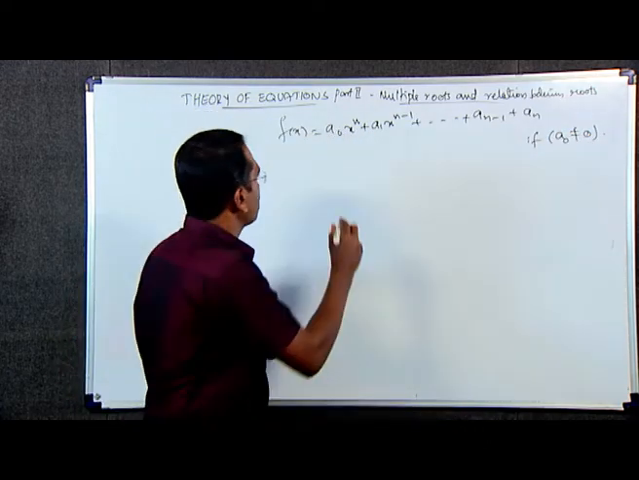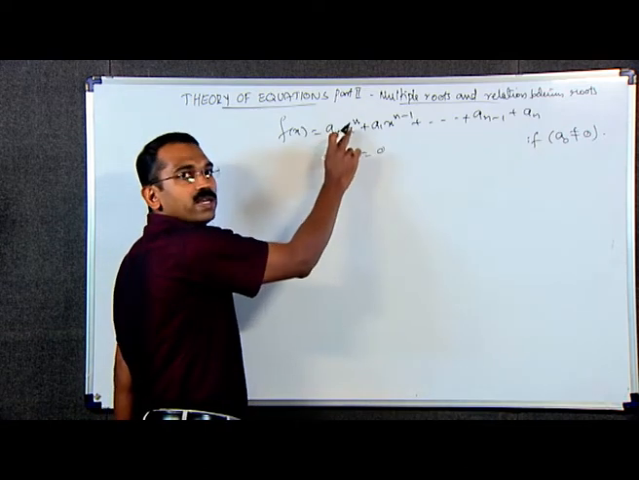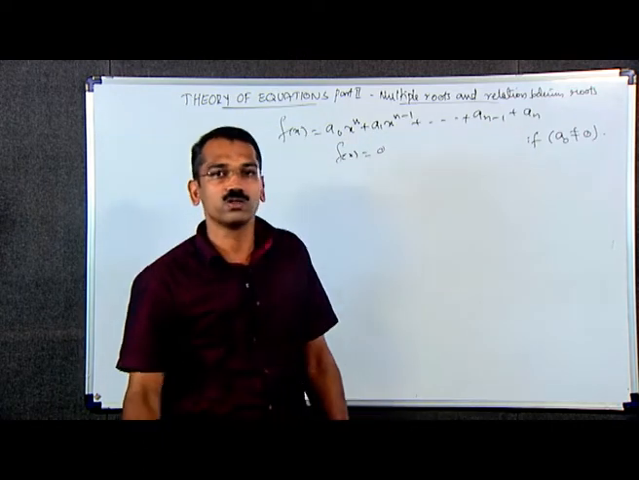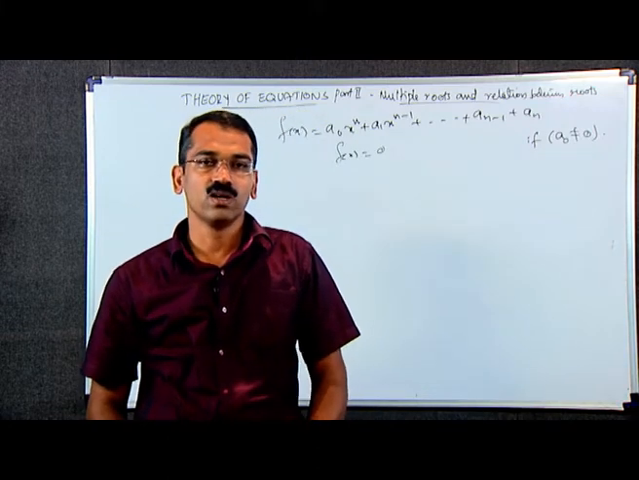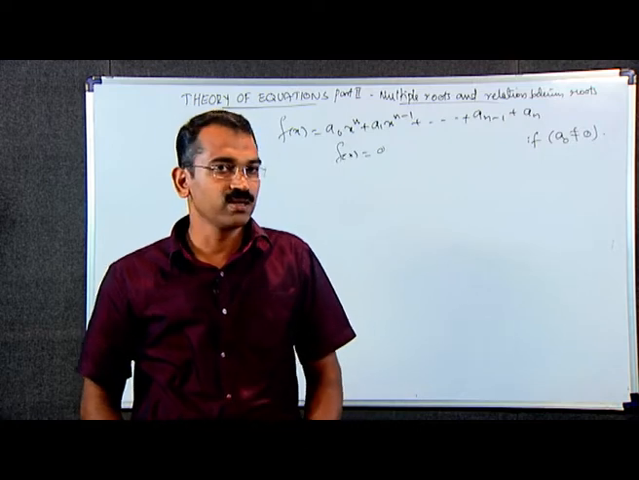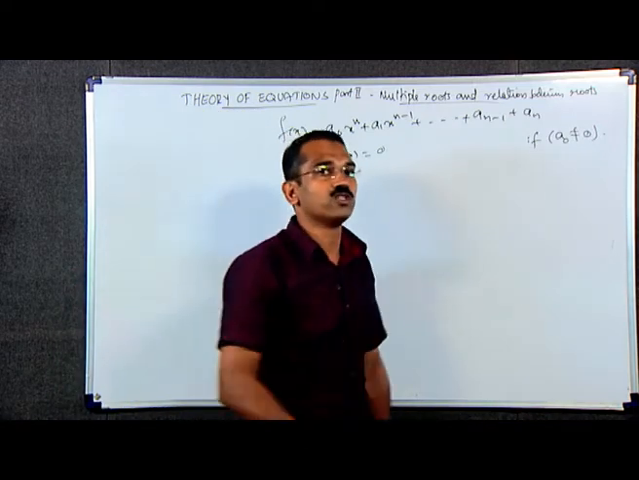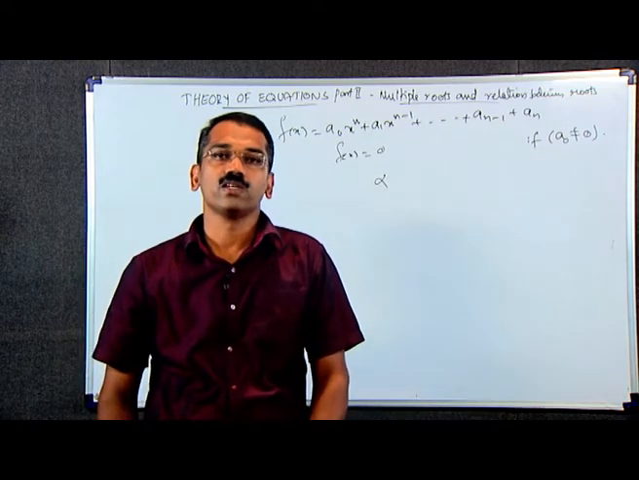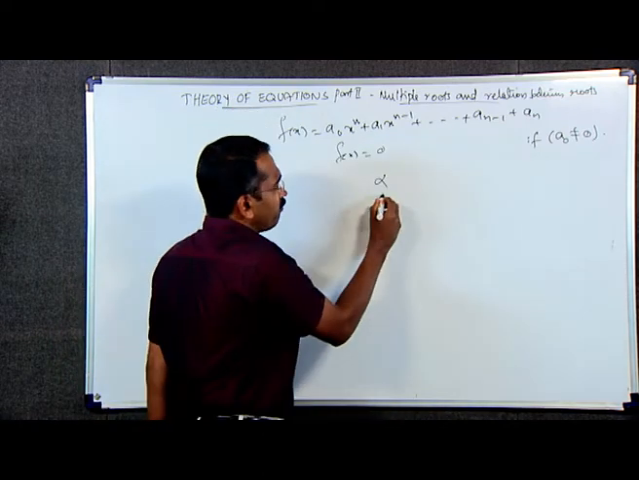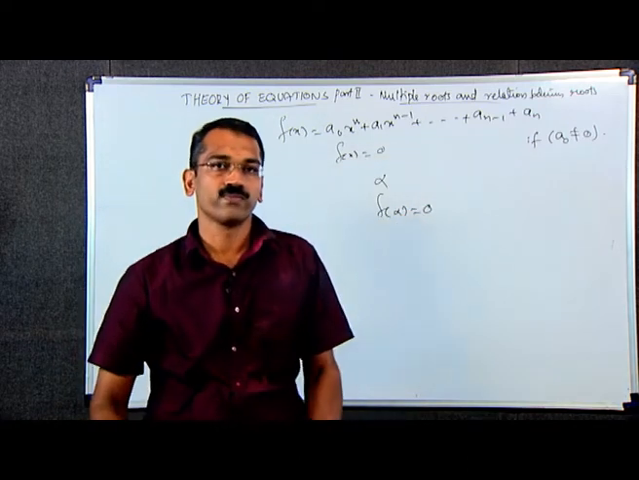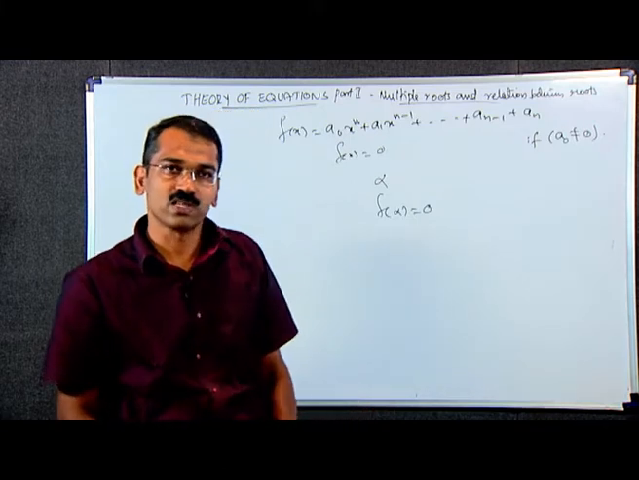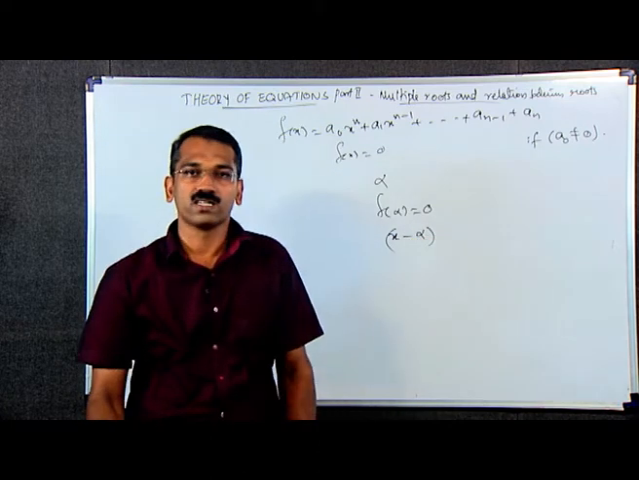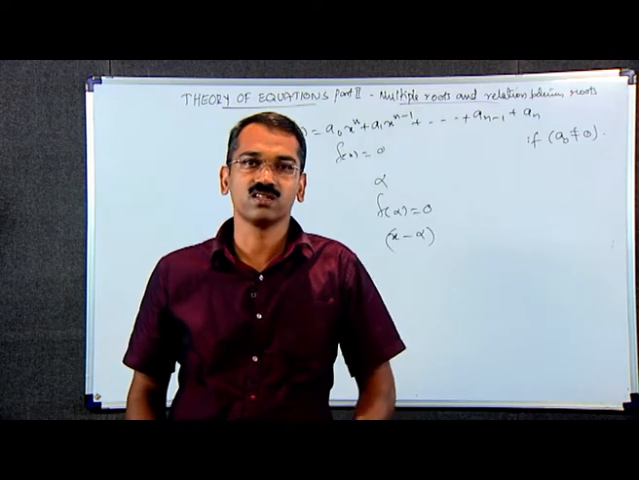The equation f of x is equal to 0, that is a naught x raised to n plus a1 x raised to n minus 1 plus etc. plus a n minus 1 plus a n is equal to 0, is called a polynomial equation or an algebraic equation of nth degree, provided the coefficient a naught not equal to 0. Alpha is said to be a root of the equation f of x is equal to 0 if f of alpha is equal to 0. If alpha is a root of the equation f of x equal to 0, then we can say that x minus alpha is a factor of f of x, which is known as the factor theorem.